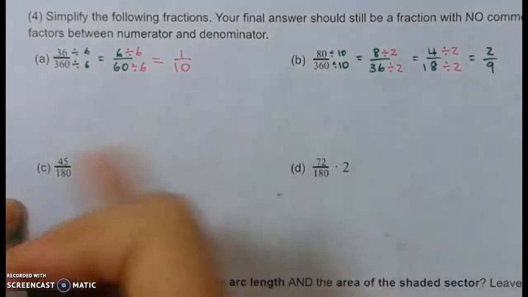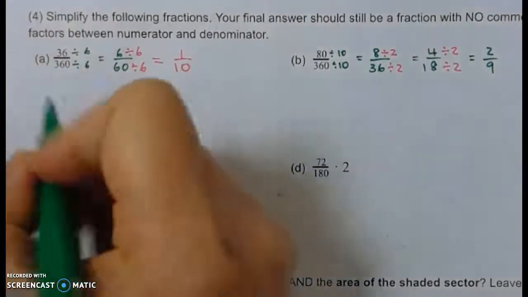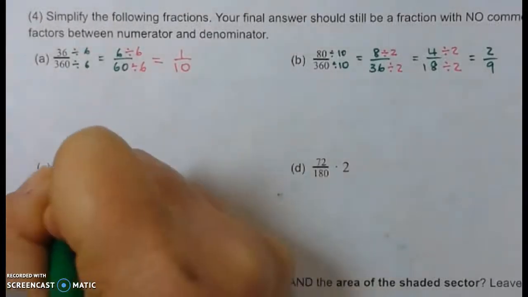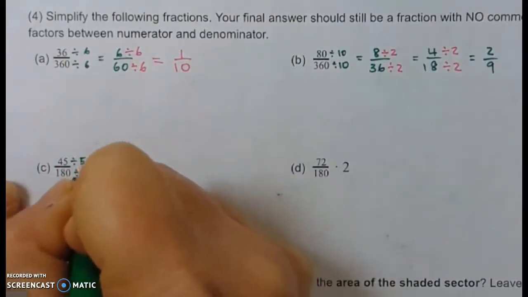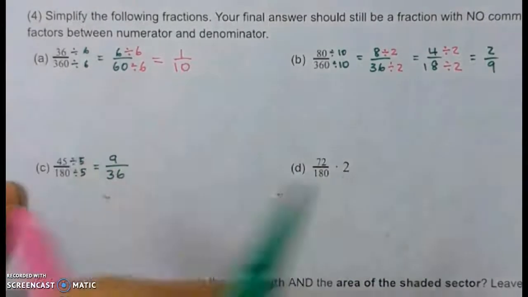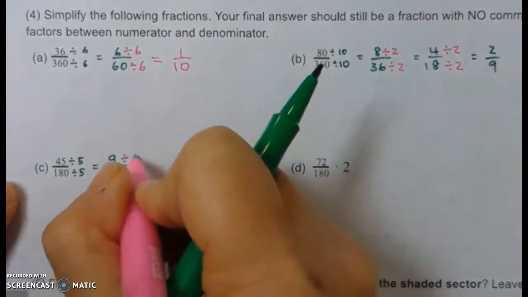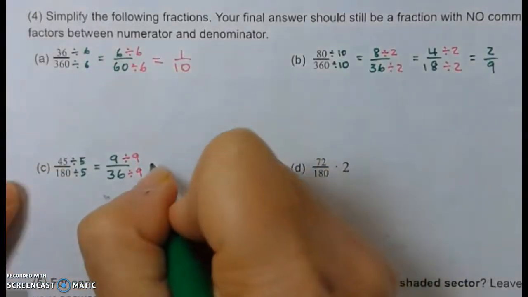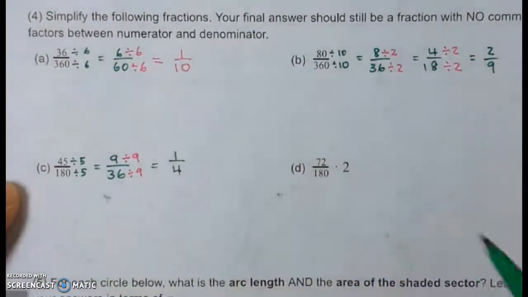45 over 180. When a number ends with 5 or 0, at the very least, I know that the top and bottom have 5 as a common factor. 45 divided by 5 is 9. 180 divided by 5 is going to be 36. Okay, now that the numbers are smaller, 9 and 36, do you see another common factor? Yeah, I know that 9 times 4 is 36. So I'm going to divide both top and bottom by 9, and that leaves me with 1 over 4.